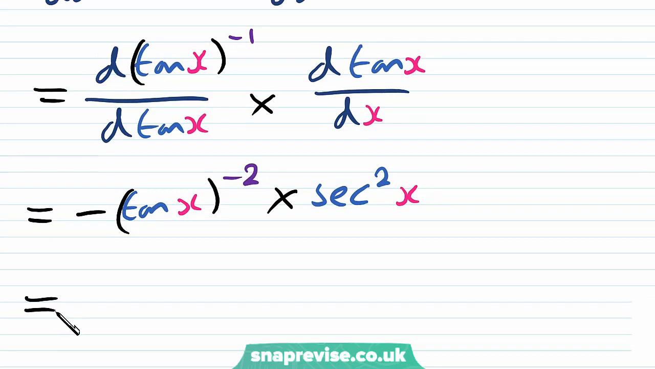And finally, we can write this as minus cosec squared of x. This is because the sec squared of x cancels with the cos squared of x from the tan x to the power of minus 2, and we just end up with our cosec squared of x.